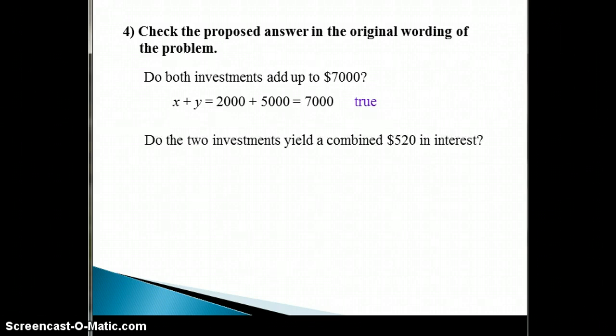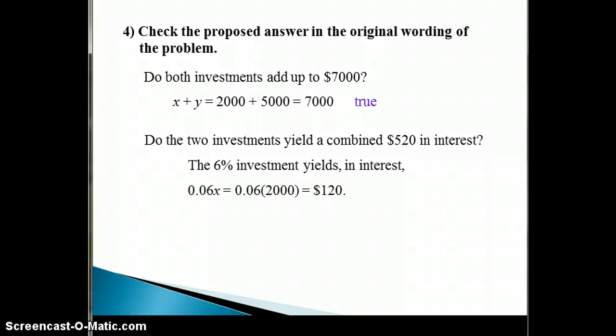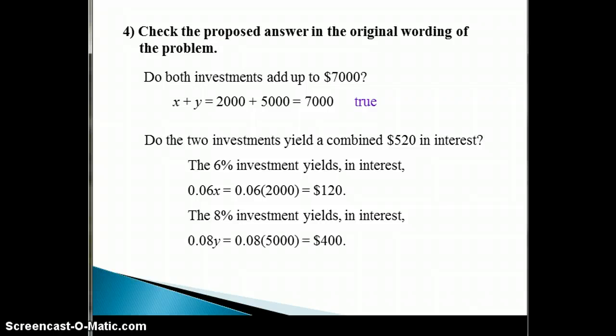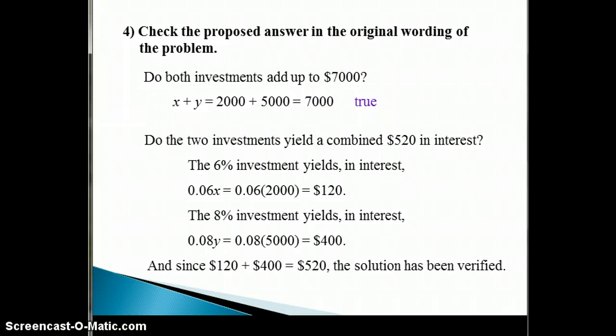Now, do the two investments yield a combined $520 in interest? Well, the 6% investment yields in interest 0.06 times x, which is 0.06 times 2,000. And this gives us $120 in interest earned. And the 8% investment yields in interest 0.08y, which is 0.08 times 5,000, and this is equal to $400. And $120 plus $400 does indeed add up to $520, so our solution has been verified.